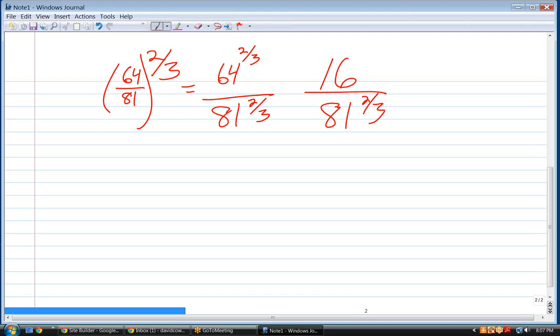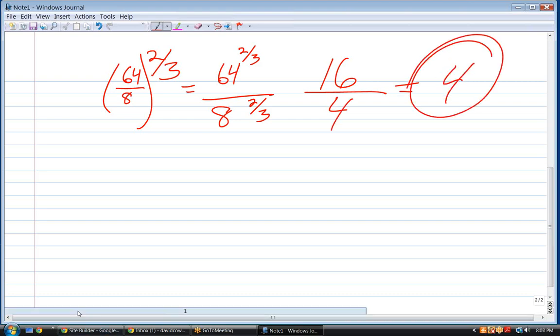Now, the problem is that the cube root of 81 is not a nice round number. Oh wait, actually, it's meant to just be 8. Sorry, I forgot. She told us to cross out the 1. That makes a lot more sense. Because now, what is 8 to the 2/3? Well, is the cube root of 8 2? Uh-huh. Okay, so then it's 4. So 16 over 4, or 4. You want to reduce it all the way, for sure.